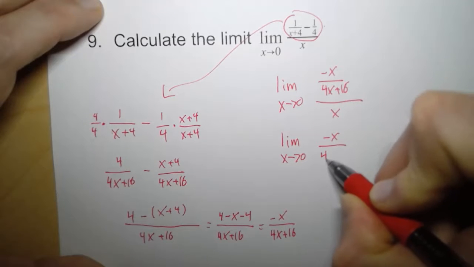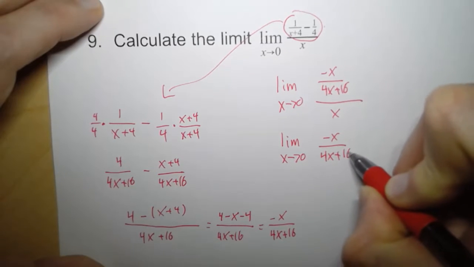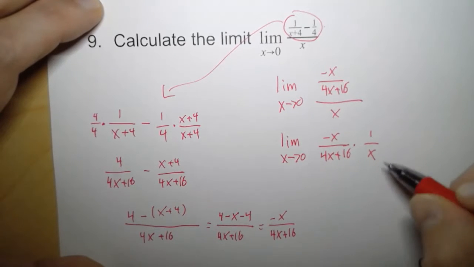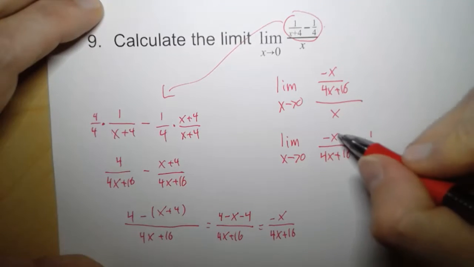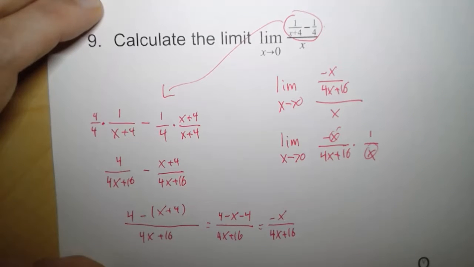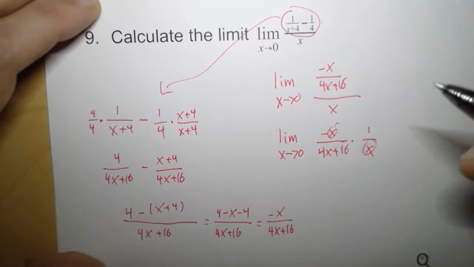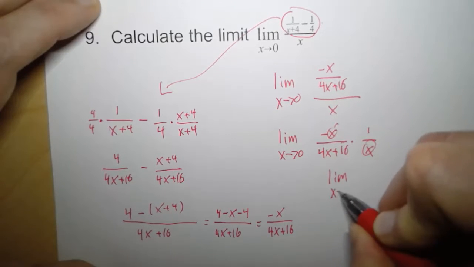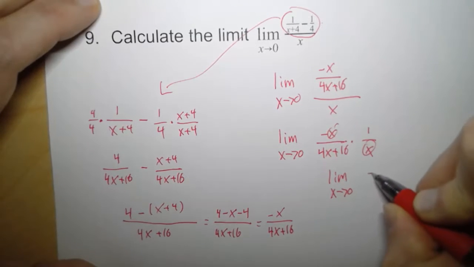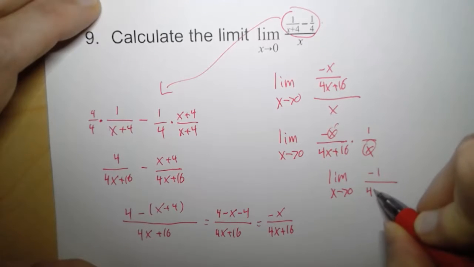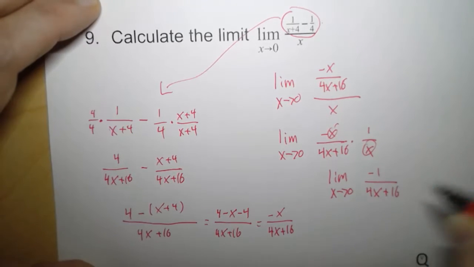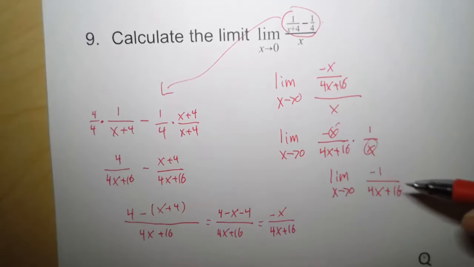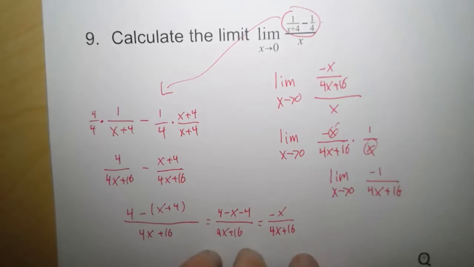Another way of writing that is to say, well, instead of dividing by x, let's multiply by its reciprocal. Well, what's the reciprocal of x? 1 over x. Now we see that, hey, this x here and this x here, they can cancel out like we've canceled before. So when we do that, we're left with the limit as x approaches 0 of negative 1 over 4x plus 16.